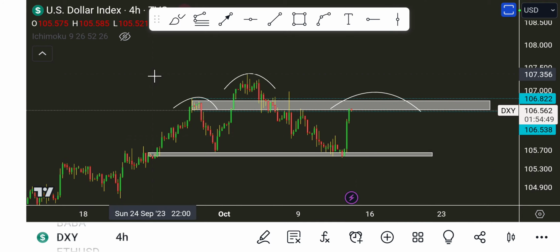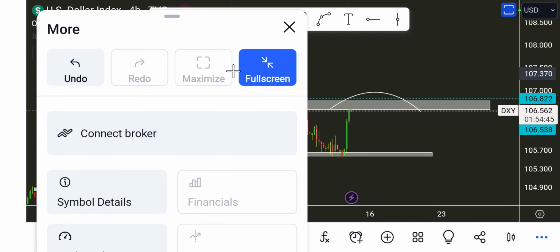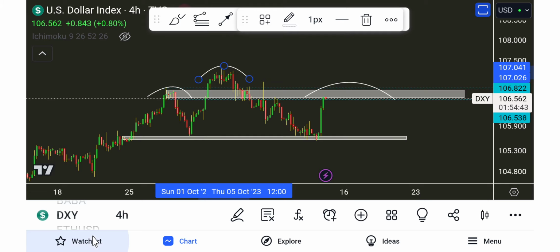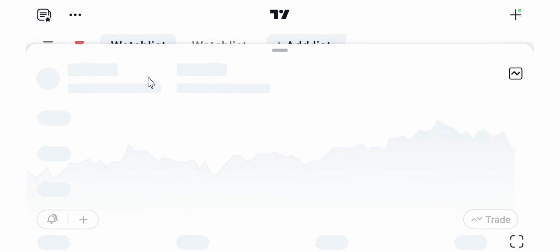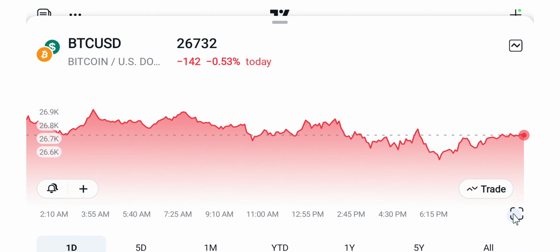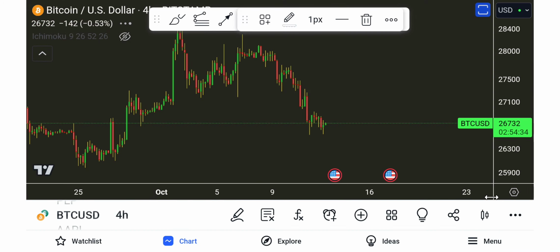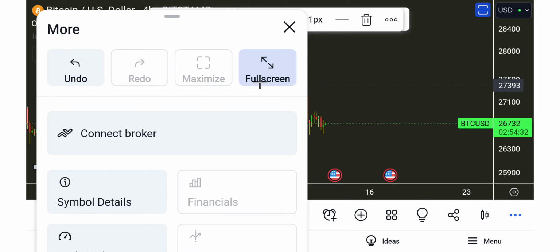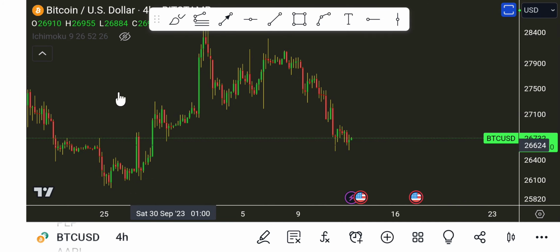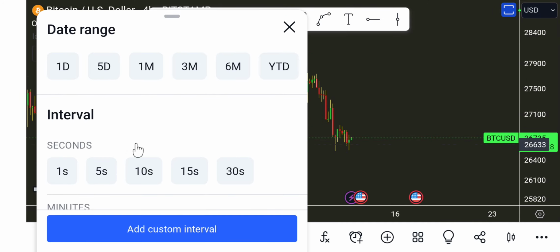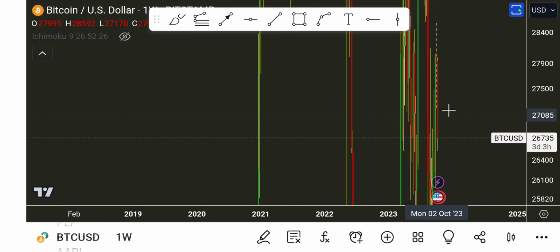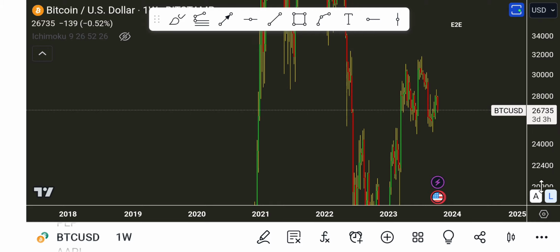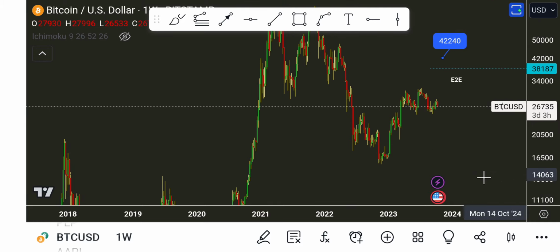Okay, so let's take a look at BTC. Fast one, don't want to spend too much time on this. Let's take a look at BTC here. So BTC has been struggling really hard to hold its level. So let's start from the weekly time frame as usual. So now take a look at this, guys.